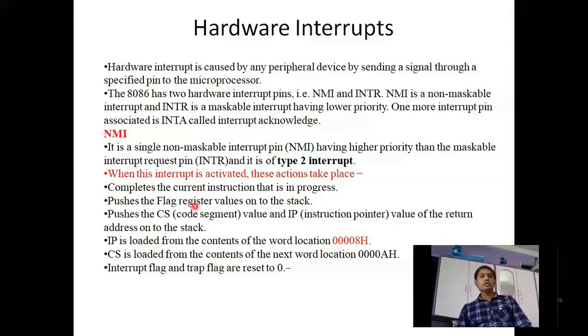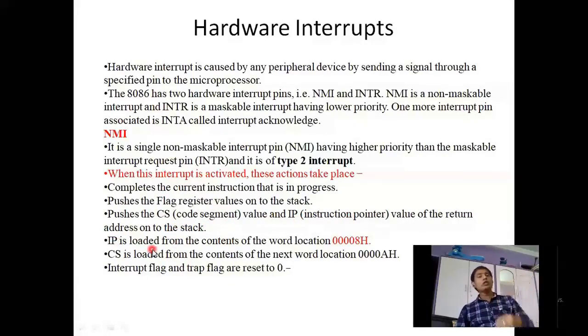Then second, it pushes the flag register values onto the stack. Whatever values are present in the flag register are pushed to stack memory. Similarly, it pushes the code segment value and the IP instruction pointer return addresses to the stack. CS means code segment and IP is the instruction pointer. So flag register values are pushed to the stack, and the CS and IP return addresses are also pushed to the stack.